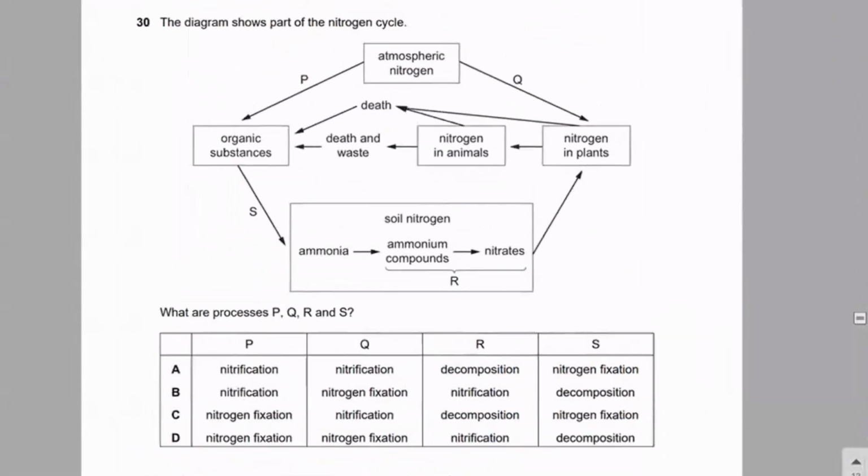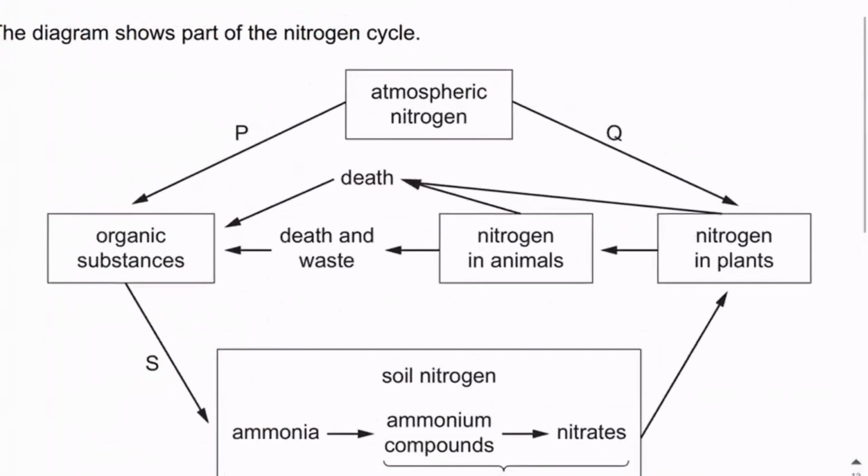Let's move on to MCQ number 30. The diagram shows part of the nitrogen cycle. What are the processes P, Q, R, and S? Okay. So always remember that atmospheric nitrogen is N2.